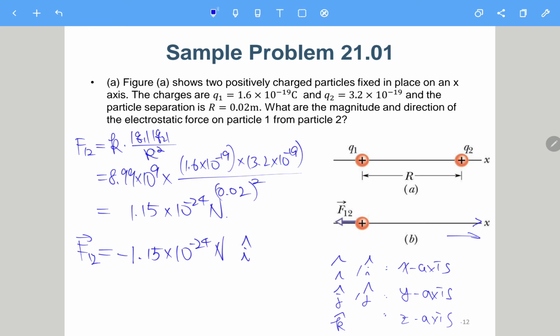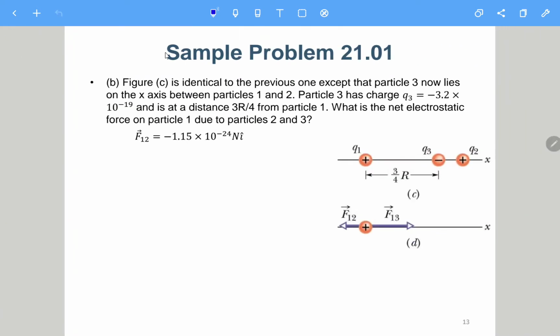So in this textbook, it usually uses i hat, j hat, k hat to stand for the unit vector for x, y, z axis. Some of the textbooks may use x hat, y hat, z hat, or something like that. But they stand for the same thing. It's just some kind of notation, so it will be fine. Okay, so this is the answer for part A.